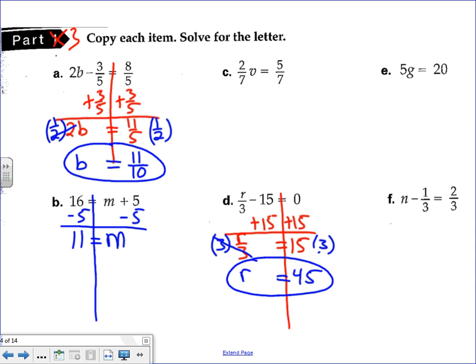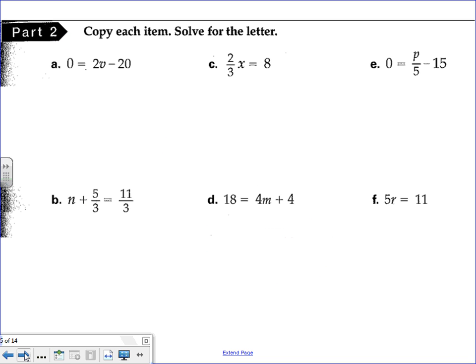Now if we look at the next page, you're doing similar problems here. We'll take a look at A. We've got 0 equals 2v minus 20. Again, the ones that are just numbers want to be alone on one side. So this 20 doesn't want to be with the 2v, it wants to be with the 0. To move over, we have to do the opposite. Because it's minus 20, we have to add 20. So 0 plus 20 is going to be 20. And since the 20 moved over to the other side, all we have left is the 2v.